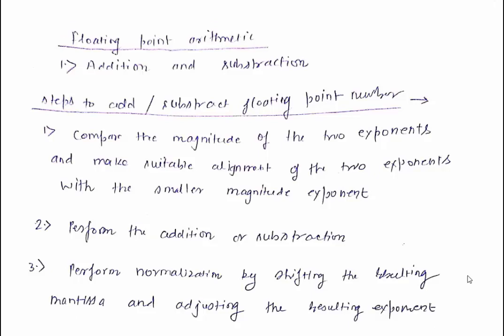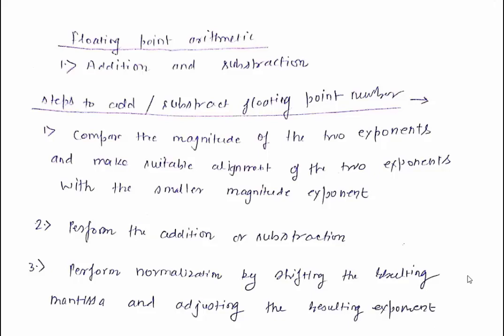Welcome back. In the previous lecture we have seen how to represent a floating point number, and how to represent a floating point number in IEEE 754 format. We have two variants of representation, single precision as well as double precision. In today's lecture we will be looking at how addition, subtraction, multiplication and division, these four operations, can be performed on floating point numbers. First we are going to look at addition and subtraction.